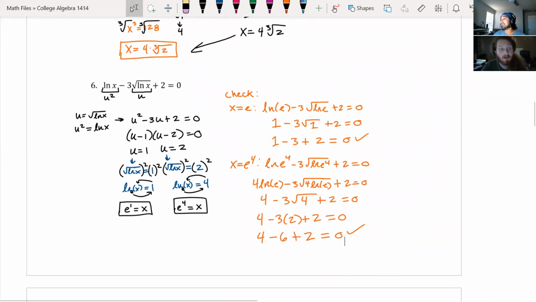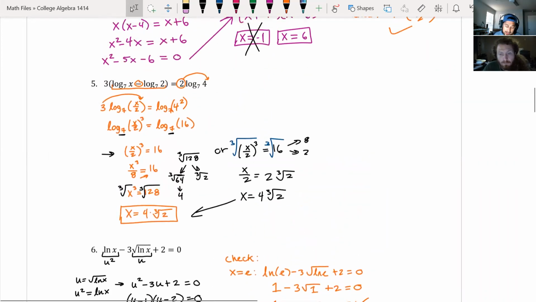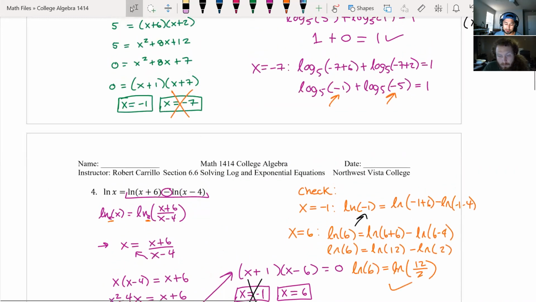All right. That is solving logarithmic equations using all the properties we have learned so far. Does anybody have any questions over these problems?